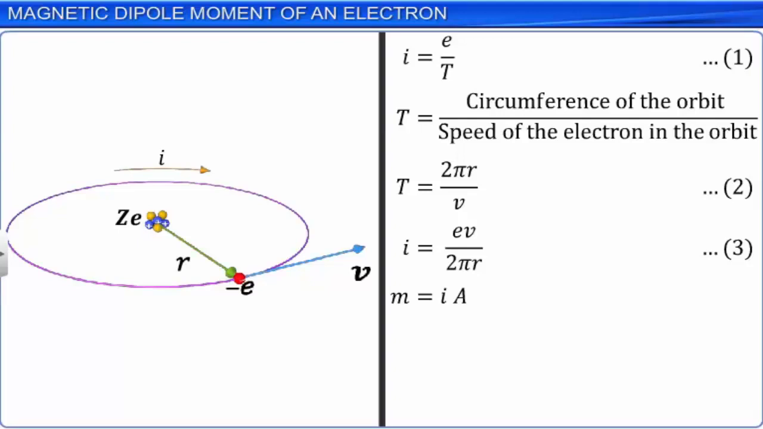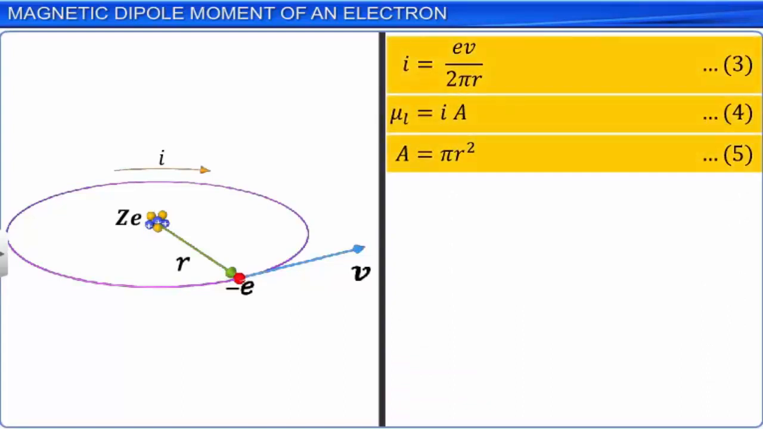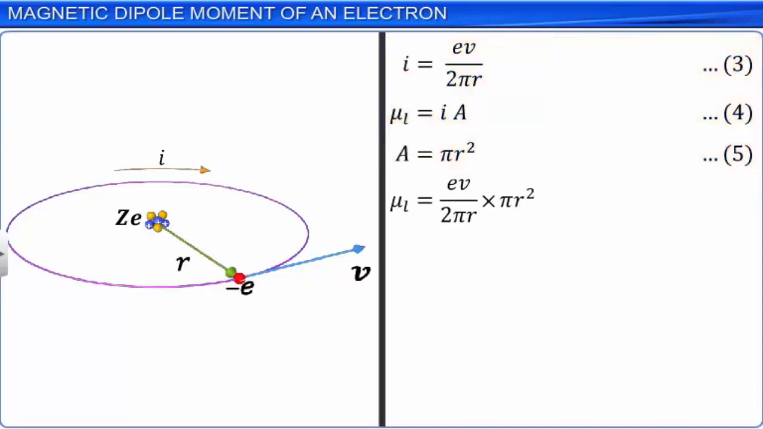Thus, the magnetic moment of the orbiting electron, μL, is equal to the product of the current I and the area of the orbit A. Let this be equation 4. The area of the orbit A is equal to pi r squared. Let this be equation 5. Substituting equations 3 and 5 in equation 4 and simplifying, we get the expression for the magnetic moment of the revolving electron as μL is equal to evr by 2. Let this be equation 6.